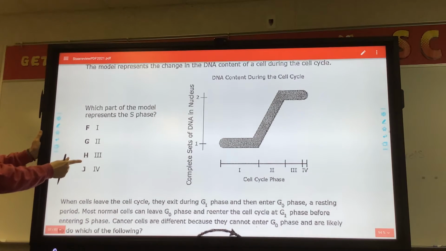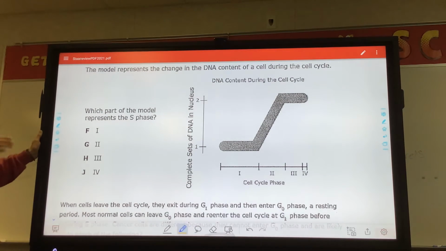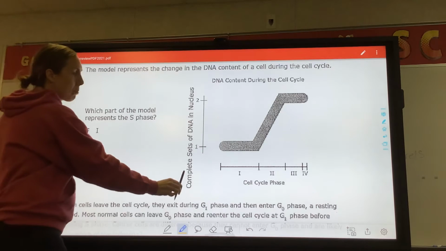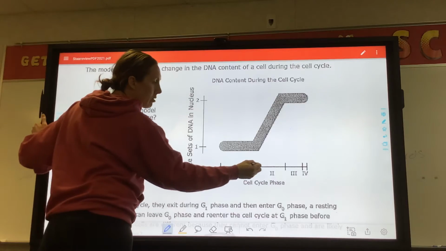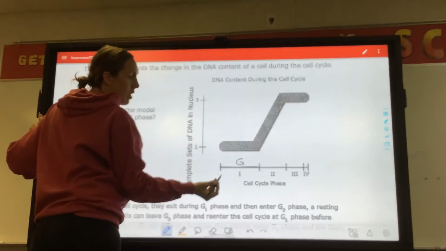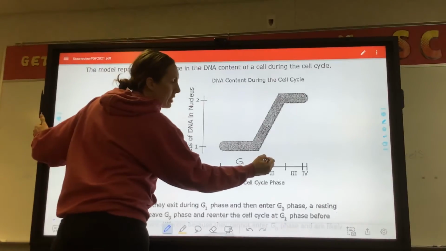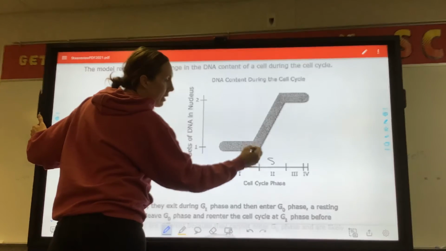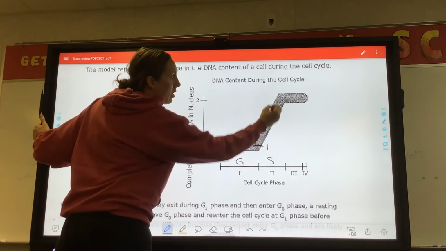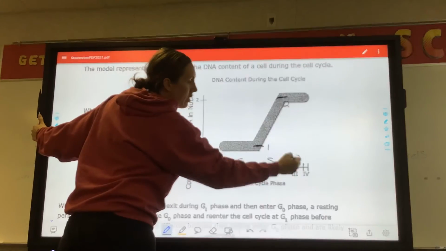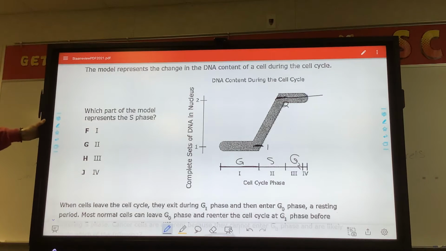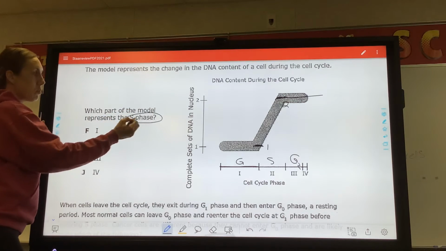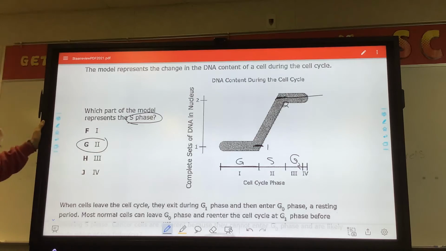Okay, this was a really good STAR question that was on a real test. So, this says complete sets of DNA. So guys, this is during your growth phase because you just still have one set of DNA. But during synthesis, what happens? DNA replicates from one set to two sets. And then this is G2, and it grows again. So it says, which part represents the S phase, the synthesis, where you synthesize new DNA? Two. I thought that was a very fair question.